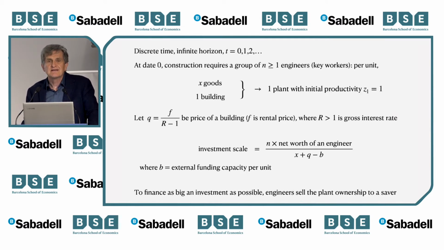So Z is going to be denoting the productivity. Z_T will denote the productivity of the plant at any given date T, and Saturday tomorrow is date 1. And today is the ex-ante date, 0.